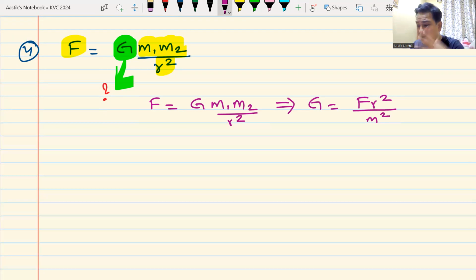Remember, I'm not talking about units here, I'm just talking about dimensions. Just put the dimension of force, my dear friends. Just put the dimension of R. Just put the dimension of M. Dimension of force, F, is MLT minus 2. Dimension of R, distance, is L, so L square. Dimension of M is mass, M square, and you will get the dimension of G. Do you get this? Yes or no?